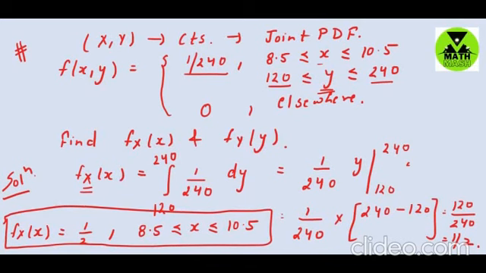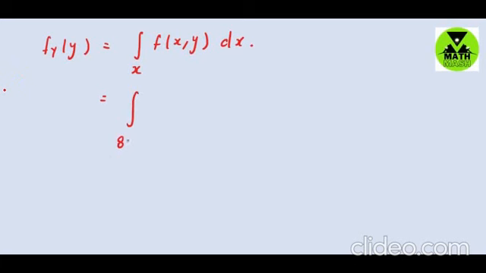Next, the marginal density of y. So fy at y, we will have to integrate over the x values. Here x is taking values from 8.5 to 10.5. So the marginal density, that is fy at y, integrate over x values, and the function, that is the joint density function, integrate with respect to x. So integrate, that is x is taking values from 8.5 to 10.5.